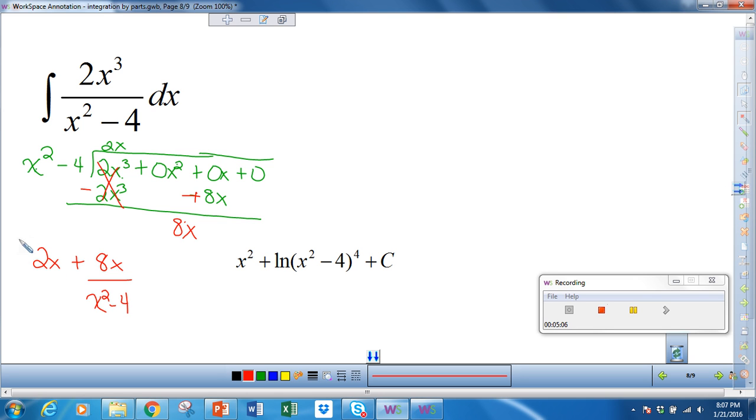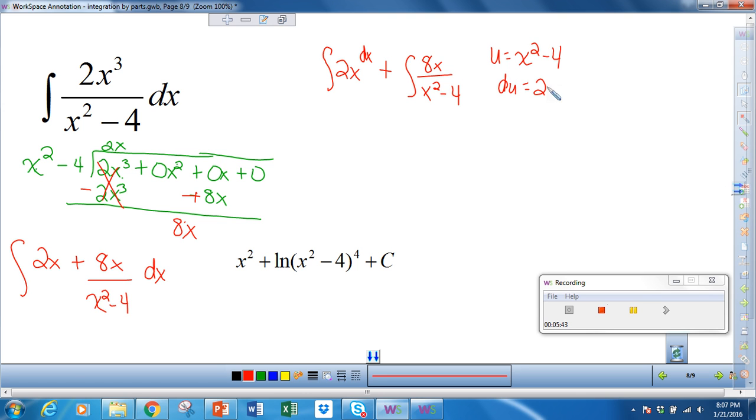Now, I'm taking the integral of all of this. So I have the integral of 2x, and I'm going to go ahead and separate this, the integral of 8x over x squared minus 4. Now, before we just jump into trying to use partial fractions for this, notice that I can use u substitution. If I let u equal x squared minus 4, then du is equal to 2x dx.